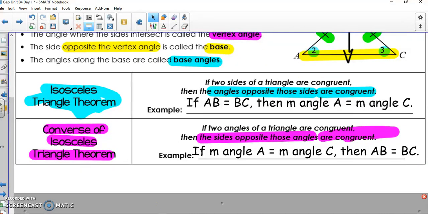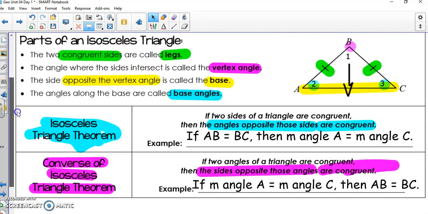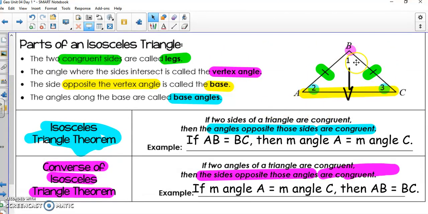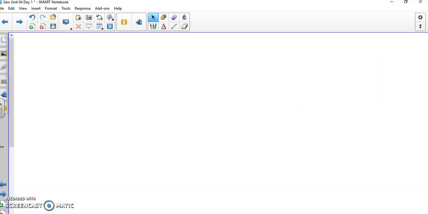And I think that's all we got on this page. So please make sure you get all these notes. Definitely want you to draw this picture. So let's do some practice with this.